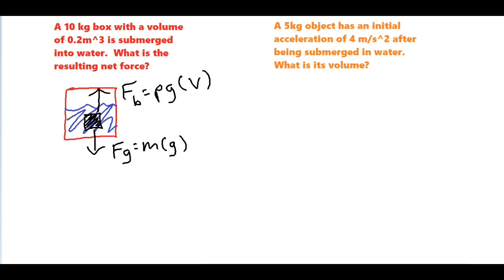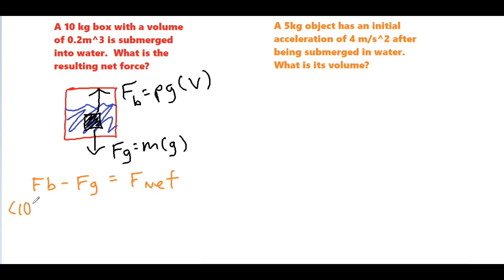Now, what we can do is take a look at these two forces, and we're looking for the resulting net force. So we don't really know if the object is at rest, sinking, or getting pushed towards a surface. So we're going to go ahead and figure that out. So we have FB minus FG equal to our net force.